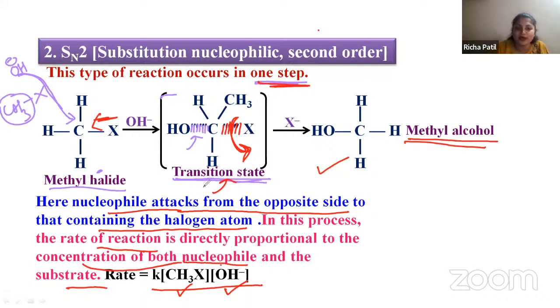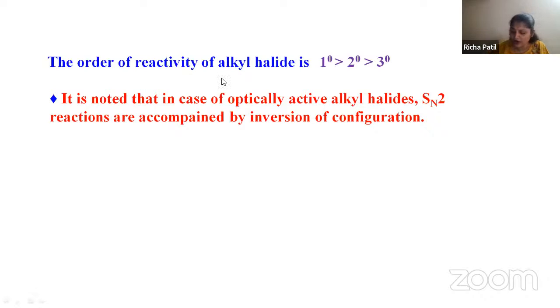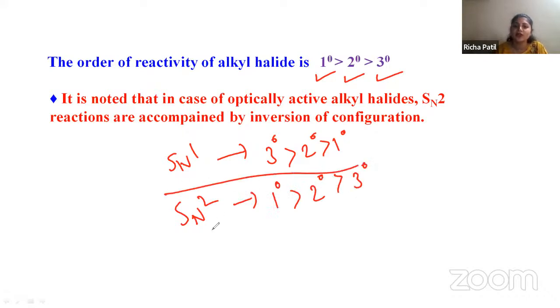Whereas in the case of SN1 reaction, the rate of the reaction is directly proportional to the concentration of only the substrate. Here it depends upon the nucleophile as well as the substrate. So this is about the SN2 mechanism. So how is the order of reactivity? In case of SN1, tertiary is more stable, then secondary, then primary. In case of SN2, primary is more favoured, then secondary, and then tertiary. So remember this, okay?